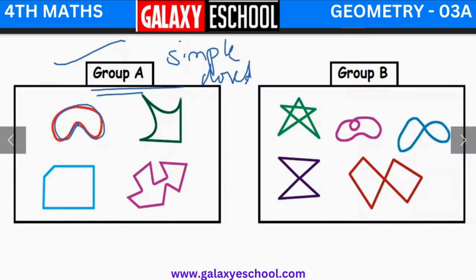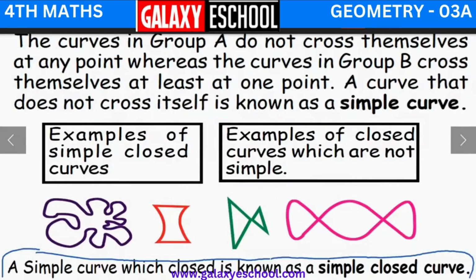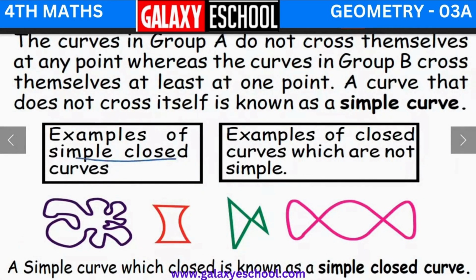Yes, children. Whereas in group B, we can see that these curves are not simple. They are crossing at least one point. So what are simple closed curves here? The curves which do not cross their path at any point become our simple closed curves. So from this we can see a few more examples of simple closed curves.